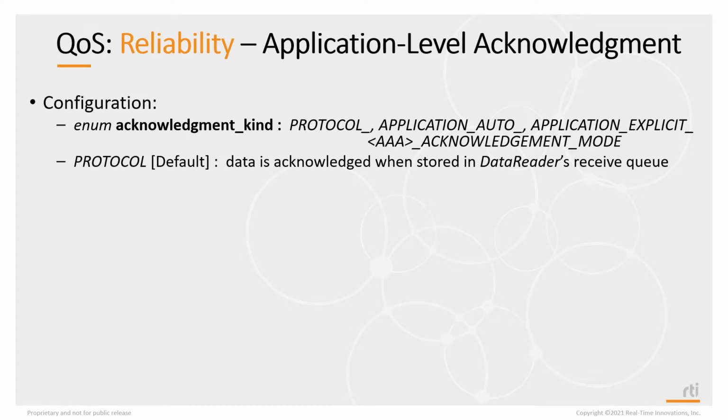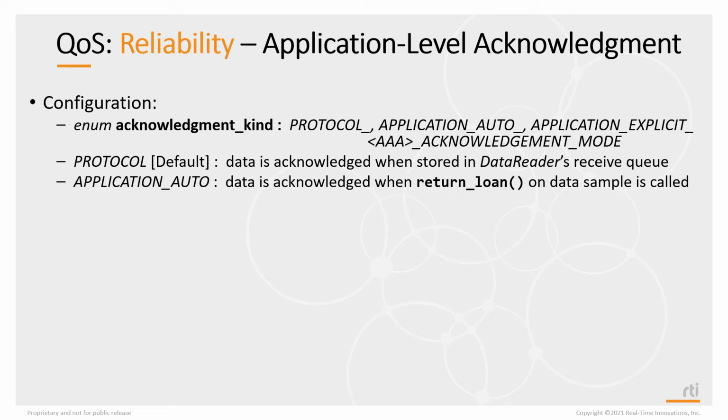The protocol acknowledgement mode basically will automatically acknowledge data when it's been received and stored in the data reader's receive queue. What does that mean? When the data writer sends data, it needs to know whether or not the data reader receives it. An ACK is going to be sent by the reliable protocol to tell the data writer, yes, it's received the data. This ACK, under the protocol acknowledgement mode, is automatic, okay? And as soon as DDS receives the data and stores it into the queue, that data will be ACKed.